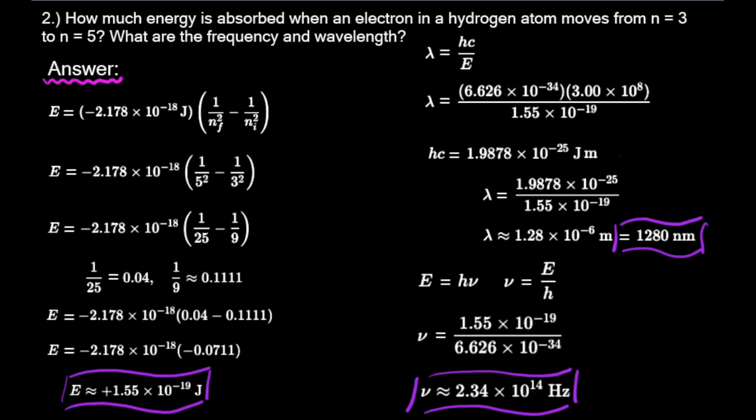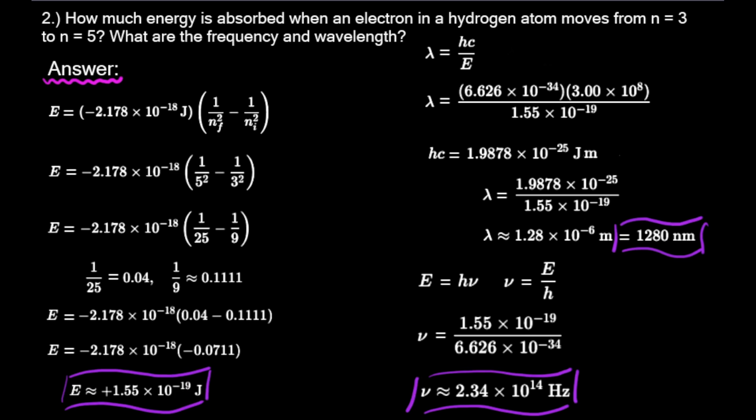First, we calculate the energy using the Rydberg equation, which is E equals negative 2.178 times 10 to the minus 18 joules, multiplied by the quantity of 1 over n final squared minus 1 over n initial squared. Here, n final is 5 and n initial is 3. So we plug in the numbers.